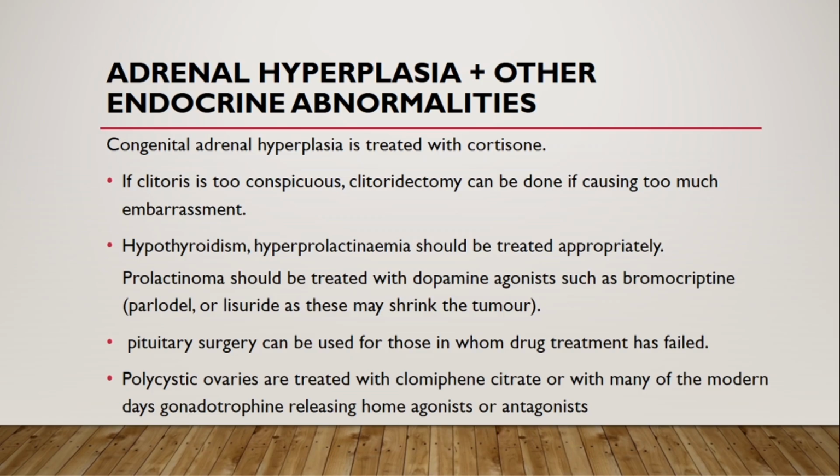Hypothyroidism and hyperprolactinemia should be treated appropriately. Prolactinoma should be treated with dopamine agonists, such as bromocriptine, Parlodel, or lisuride, as this may shrink the tumor. Pituitary surgery can be used for those in whom drug treatment has failed.